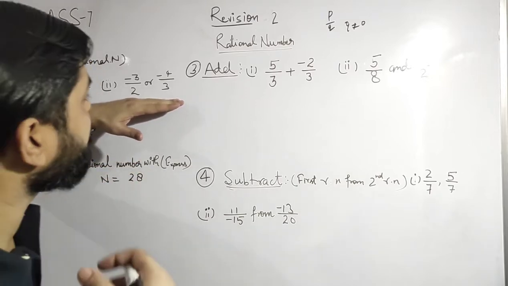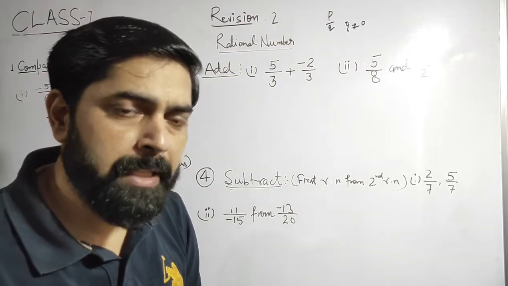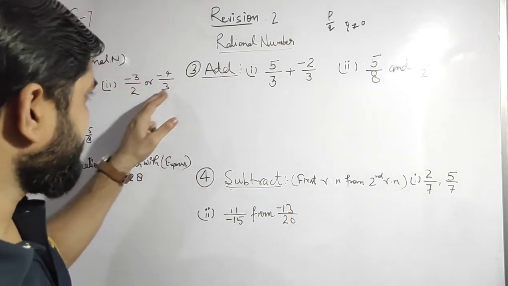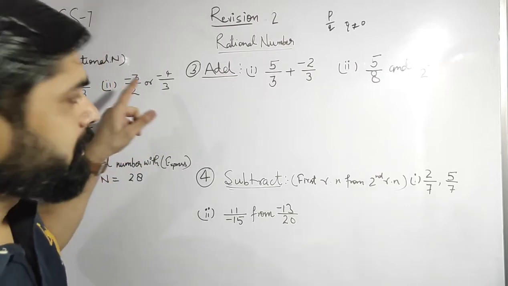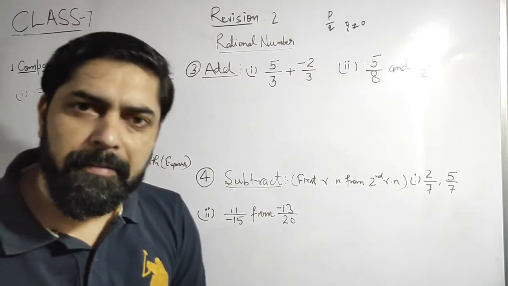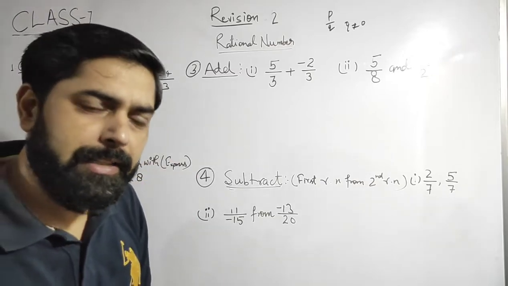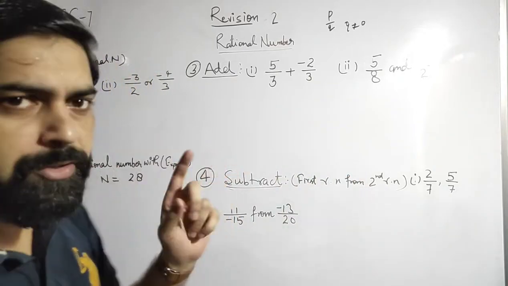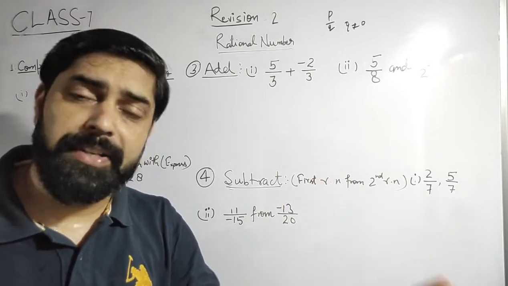How can we compare with different denominators? Look here, we have two methods. First is the LCM method. By LCM we take the LCM of 2 and 3. Firstly we find the LCM of 2 and 3, and then we find the equivalent fractions of the given rational numbers. After that we can compare by the numerators, because the denominators should be equal.